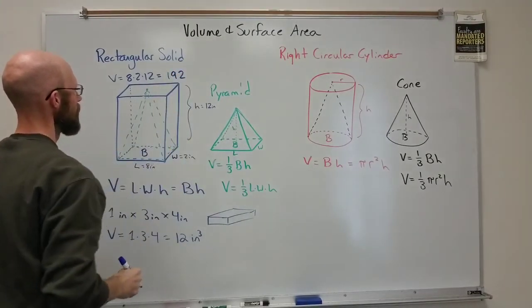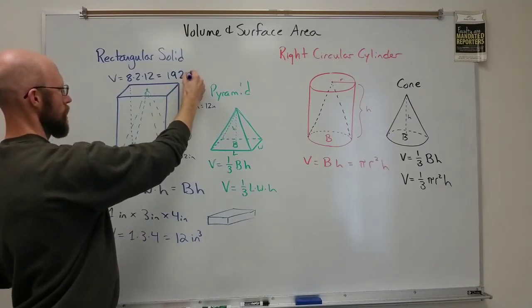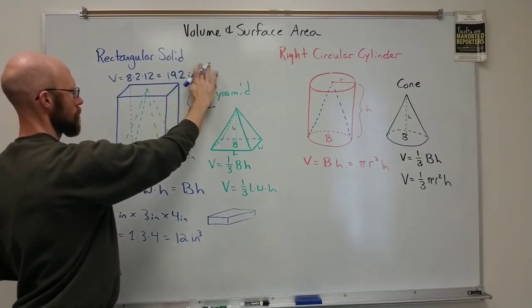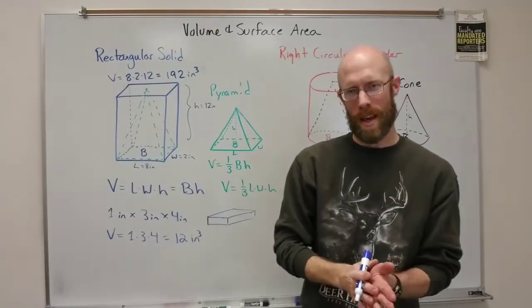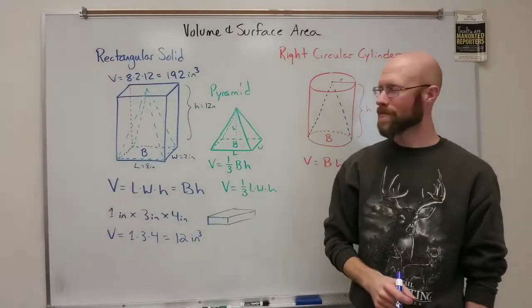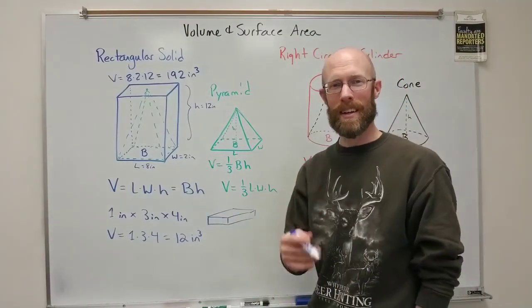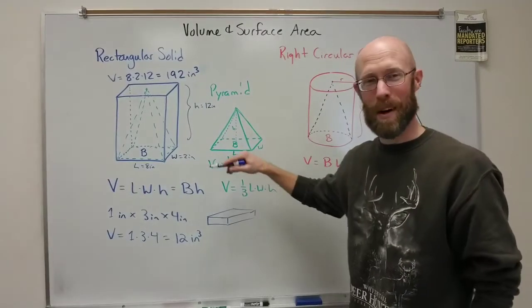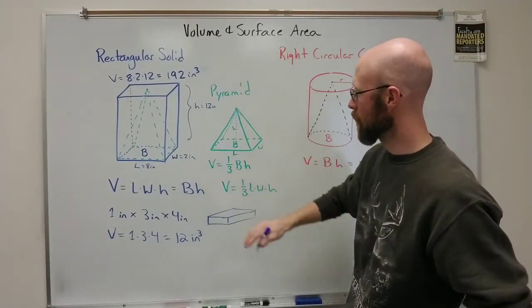192. Yeah. I didn't think it should end in a 4, that's why I was bothered by that. Cubic inches. So you got 192 cubic inches in that object there. I don't know what I was thinking on that one. Okay, anyway, I'm not going to edit that out. You can see me make mistakes every once in a while. Okay, so there's our rectangular solid.